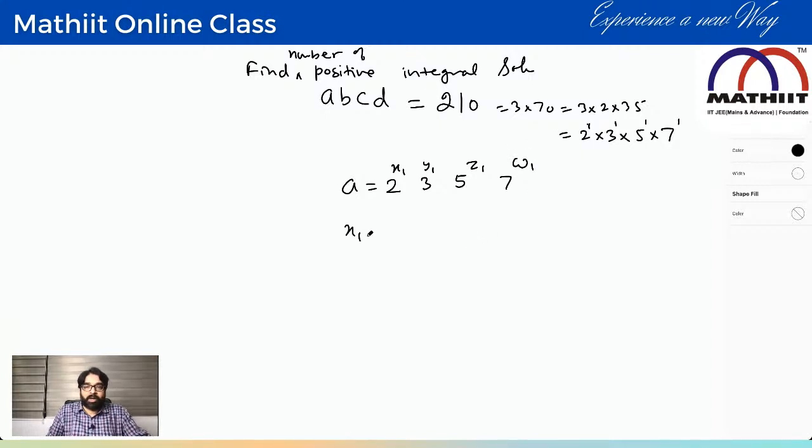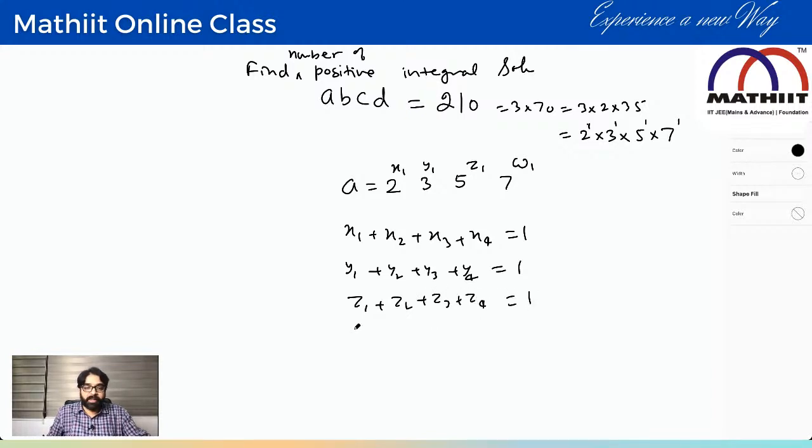So finally we'll get what? x1 plus x2 plus x3 plus x4 is equal to 1. Similarly, y1 plus y2 plus y3 plus y4 is equal to 1. Similarly, z1 plus z2 plus z3 plus z4. It becomes a very simple question here. I thought that it would become lengthy. That's why I was relaxed. But all of you struggled.